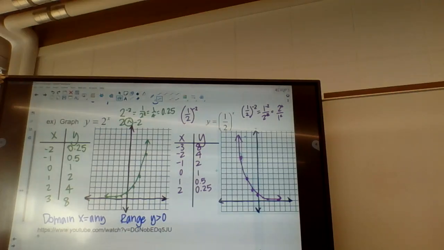So this graph just does the opposite. It starts big and then gets smaller and smaller and smaller and kind of levels off. So it never quite goes away.